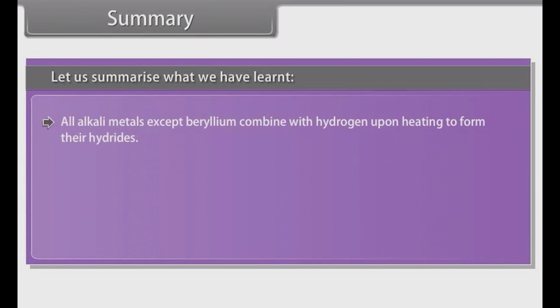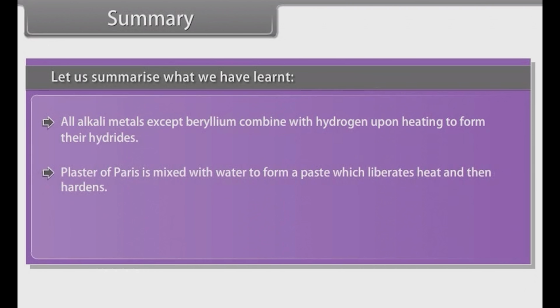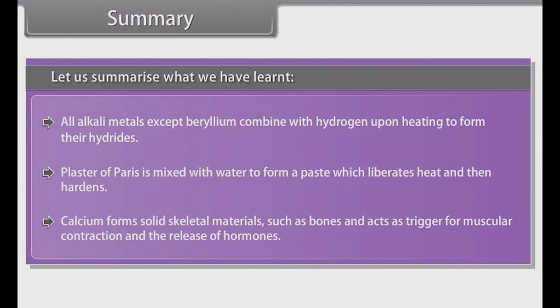All alkaline earth metals except beryllium combine with hydrogen upon heating to form their hydrides. Plaster of Paris is mixed with water to form a paste which liberates heat and then hardens. Calcium forms solid skeletal materials such as bones and acts as trigger for muscular contraction and the release of hormones.